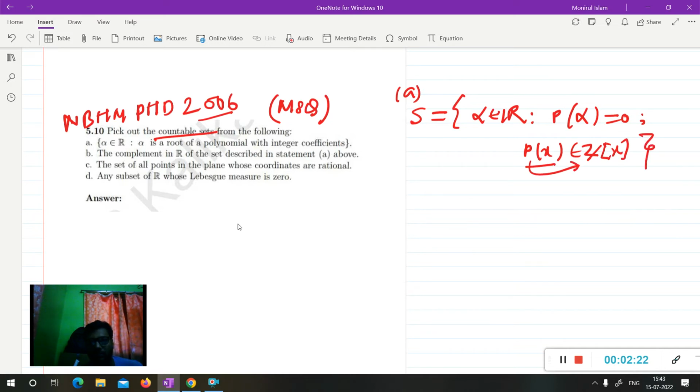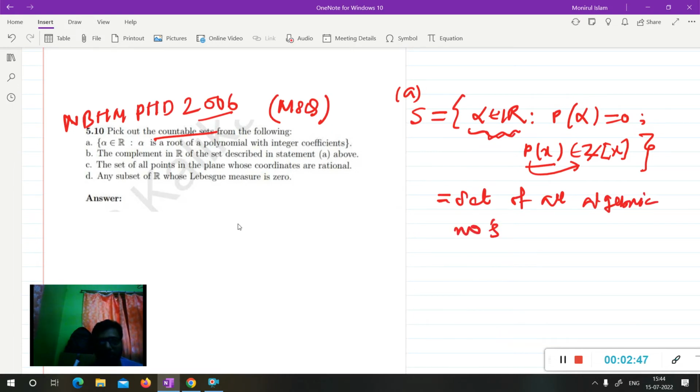Okay, this set is the collection of the roots of polynomials with integer coefficients. So this is nothing but the set of all algebraic numbers. We all know the set of algebraic numbers is countable, so you can say S is countable. Okay, so option 1 is correct.